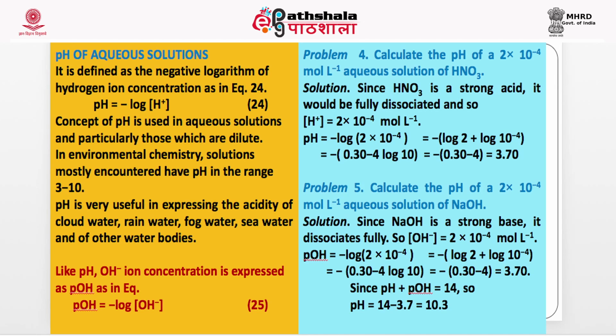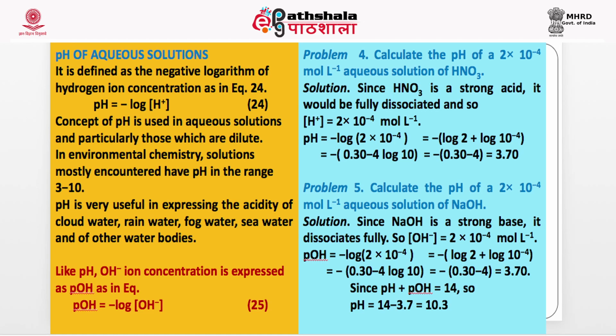pH of aqueous solutions. Now, how is hydrogen concentration expressed? For example, we have a water sample. It must be having some hydrogen. If we measure its hydrogen and write it in the form of pH, then this will be the expression: pH equal to minus log of hydrogen concentration. Take the log of hydrogen concentration, put a minus sign before it, and that value is the pH. The concept of pH is used only in aqueous solutions, and particularly those that are dilute. If we have a 10 M H2SO4 solution or a 5 M HCl solution, then the concept of pH is no more valid and should not be used. It is used only in dilute solutions.